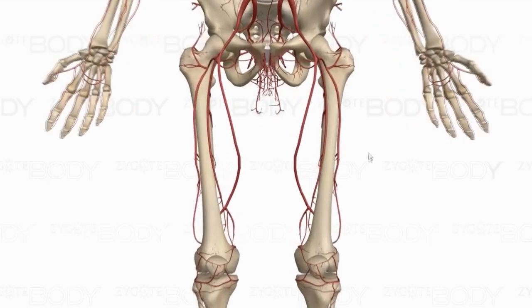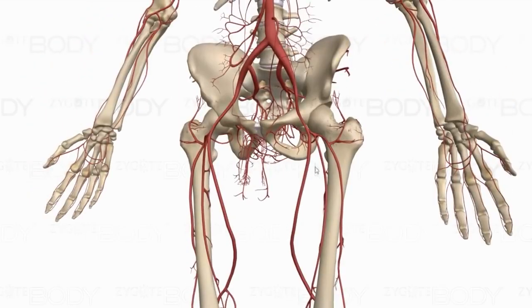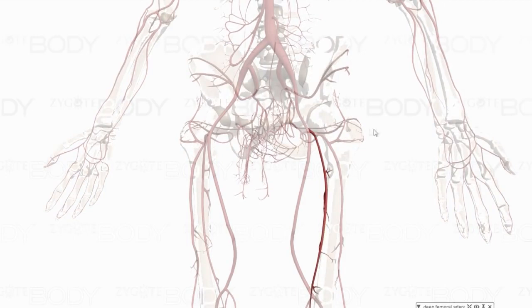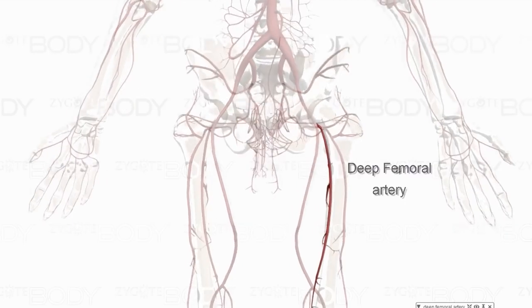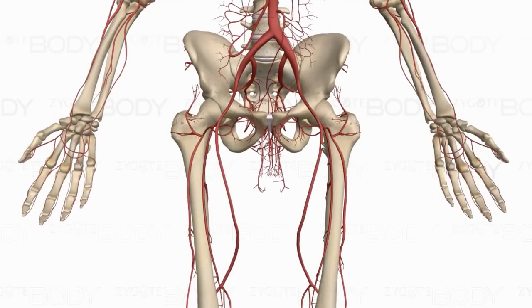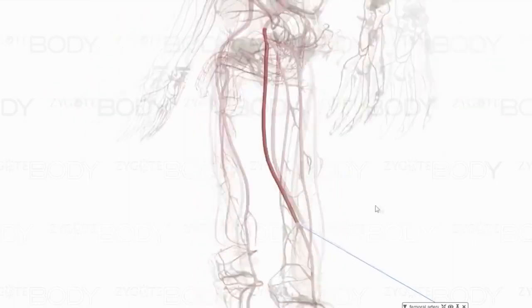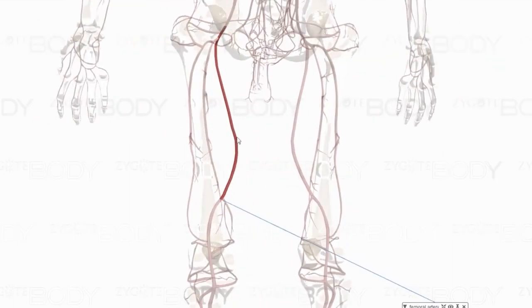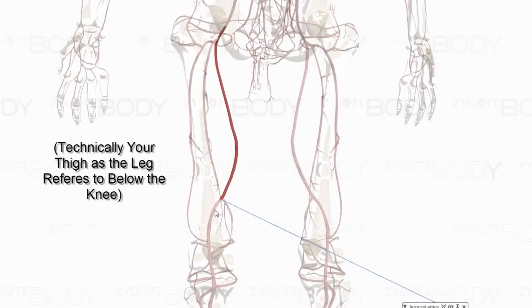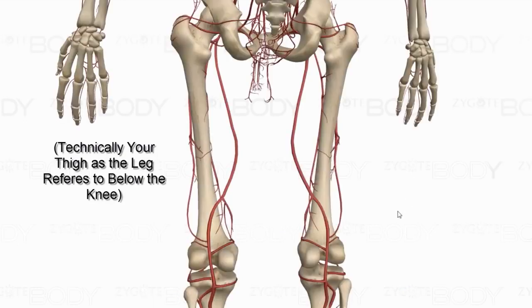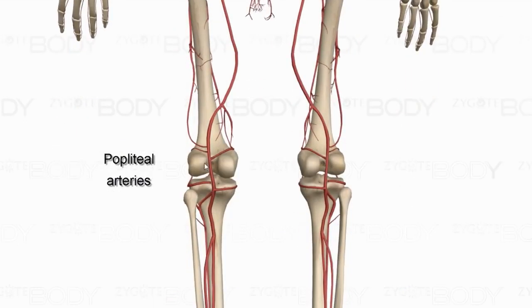Now we do have, let's see, right there, we do have a deep femoral artery, which is one of the first branches coming off the femoral artery. But the femoral artery is going to come down, and then it's going to loop around to the rear of your leg. And it's then going to become the popliteal or popliteal artery, however you'd like to pronounce it.